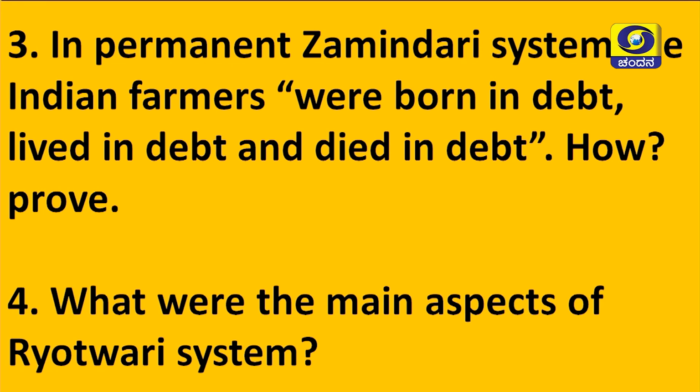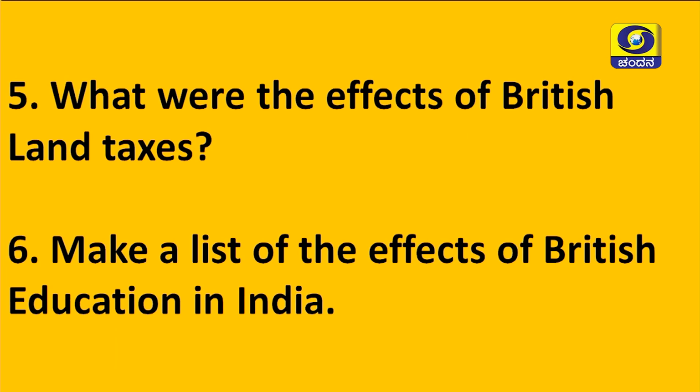In this system, there were no intermediaries. It was directly linked between the farmers and the British East India Company. The land tax had a 30-year tenure under the Raitwari system. The British officials took punitive actions to collect the land taxes. Very strong actions were taken to collect the land taxes. Followed by this, we have the fifth question here.